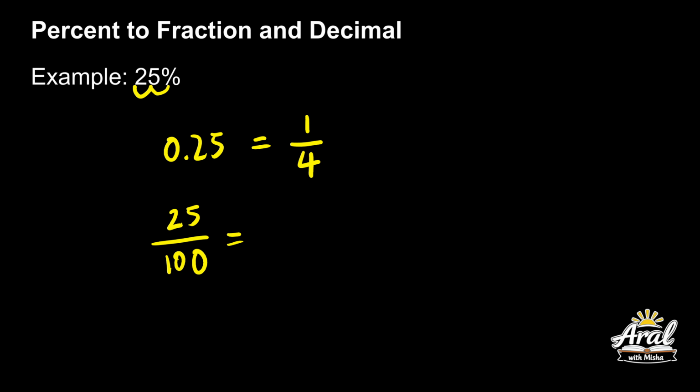So, if you simplify this, divide the numerator and denominator by 25. So, 25 divided by 25, that's 1. And 100 divided by 25, that's 4. So, you get 1/4. Okay? Ang sagot is 0.25 and 1/4. Alright?